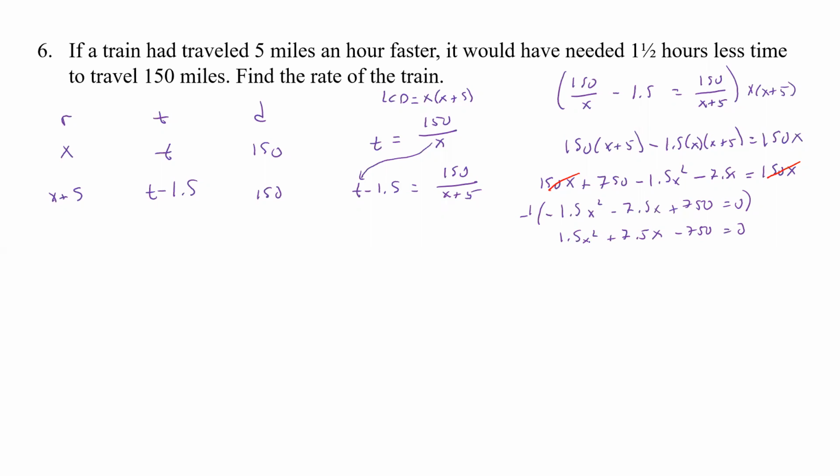Now, we have all these halves. So if we want to get rid of those halves, we probably would want to multiply by 2 as well, because that's not a nice whole number to try to factor. So that's going to give us 3x squared plus 15x minus 1500 equals 0. All right, now we're going to factor.